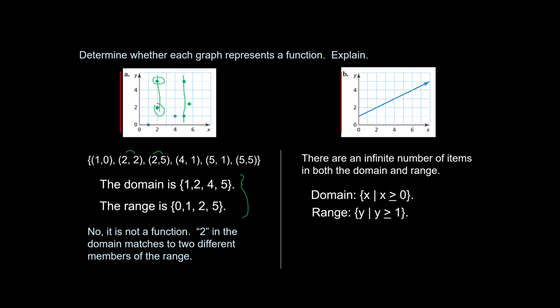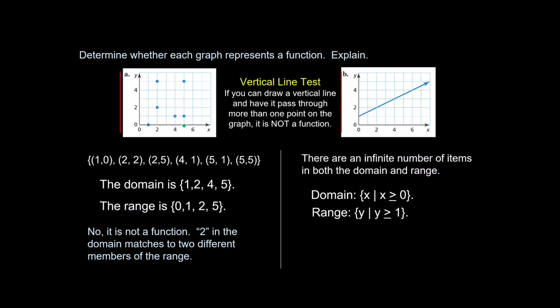That's a quick and easy way for us to tell whether or not our graph is a function. If our graph is a function, if we were to draw a vertical line anywhere along our graph, you would find that it would never touch 2 points. We call this the vertical line test. If I can draw a vertical line and have it touch 2 points at the same time, it would not be a function.